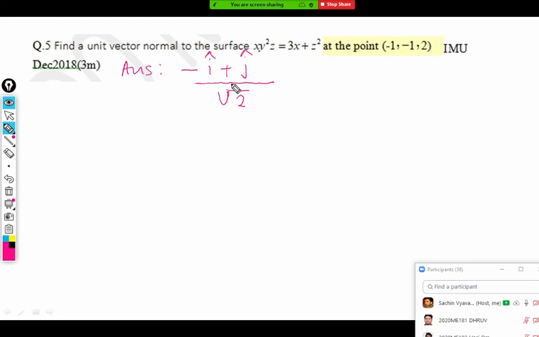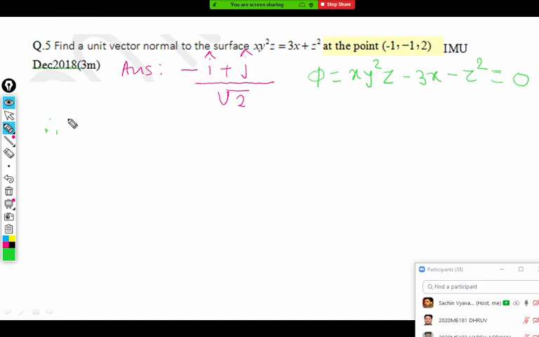Let me see here. So for the solution, first of all, let me start with phi. Let phi be the function x y square z. Remember, each and every term we should take on the left hand side only. So minus 3x minus z square is equal to 0. So a function of x y z equal to a constant. That is the form of the scalar function. So you can take either this single term on one side or these two terms on the left side, both are the same.